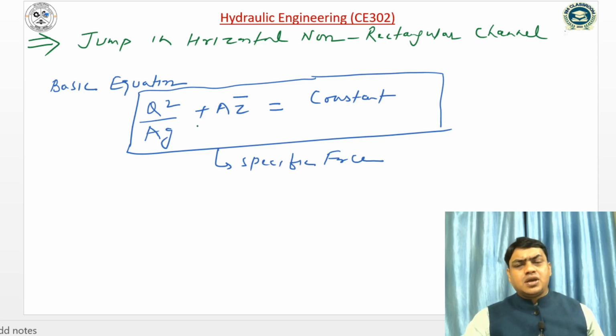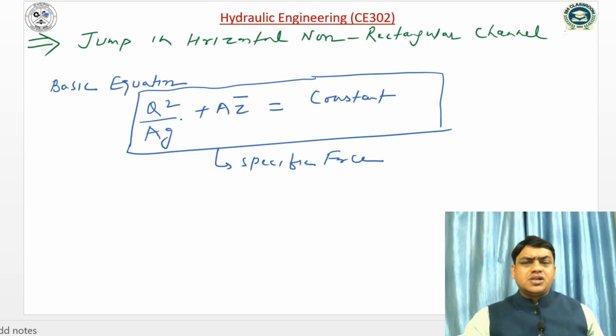whatever we have derived, the relation between the conjugate depths, the relationship between the conjugate depth and the Froude number, and the relationship between the Froude number at the beginning of the jump and at the end of the jump. Similarly, the various expressions we cannot apply directly, because that formula is applicable for horizontal rectangular channel, like the relationship between the conjugate depths, y1 y2 into (y1 plus y2) by 2 is equal to q square by g. So this formula is applicable for only rectangular channel. In case of non-rectangular channel, we have to derive the relation, or directly apply the basic equation Q square by Ag plus A z bar is equal to constant, and we will get the relationship accordingly.